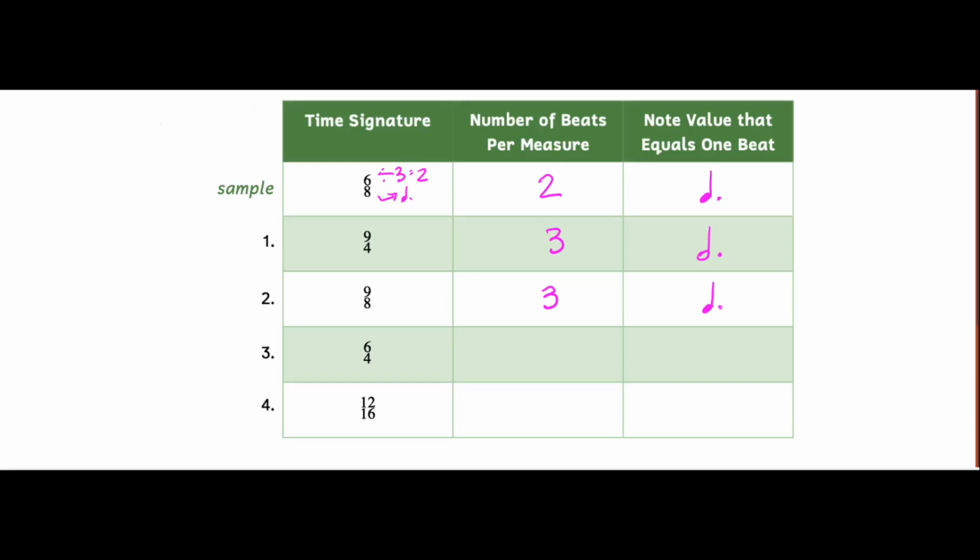Number 3, number of beats per measure? 2. Note value that equals 1 beat? Well, the bottom number's 4, so if we make that twice as long, it's a half note, so this is a dotted half note. And number 4, ooh, this one's different. So how many beats per measure? 4. Why? Because 12 divided by 3 equals 4. What note value equals 1 beat? A dotted eighth. Why? Because a 16th, the next higher value up, is an 8th note, therefore the beat is a dotted 8th note. Okay?